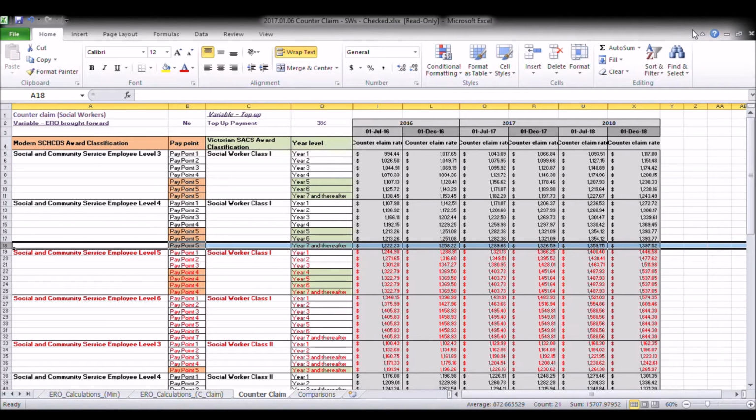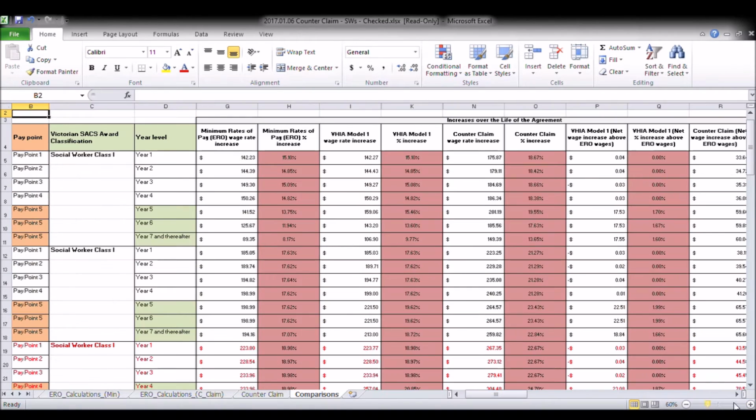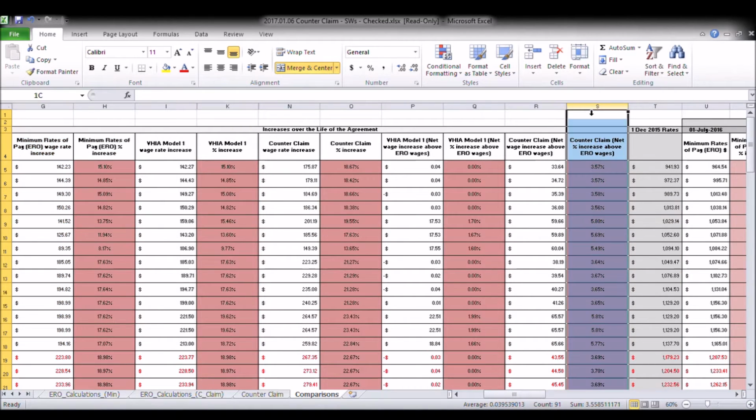The next tab that we have that community health centres can use for costing purposes is the comparisons tab, which is the next tab. The comparison tab shows the increases over the life of the agreement in dollar terms and percentage terms. Here at column G to S.